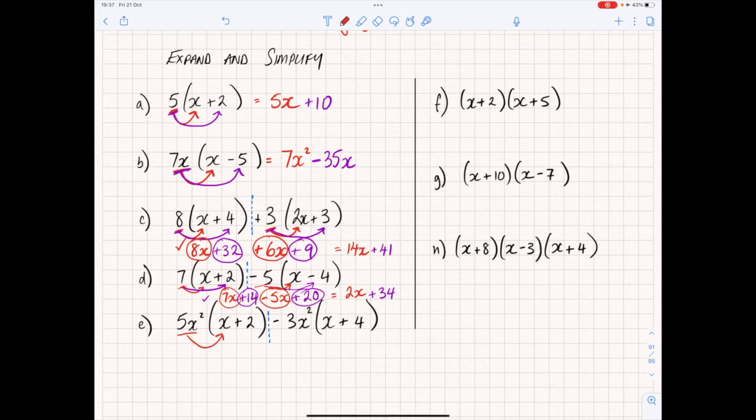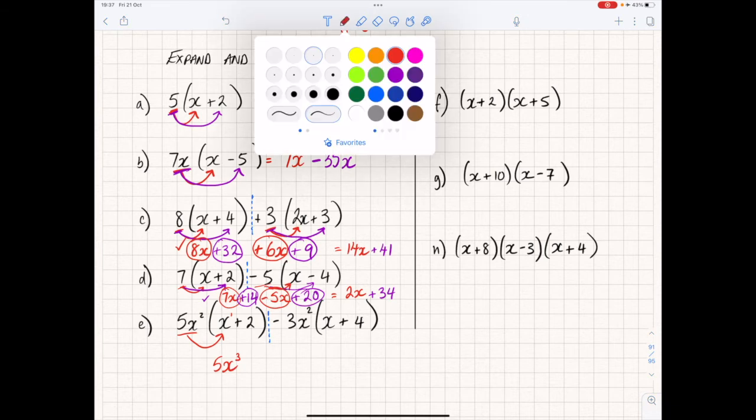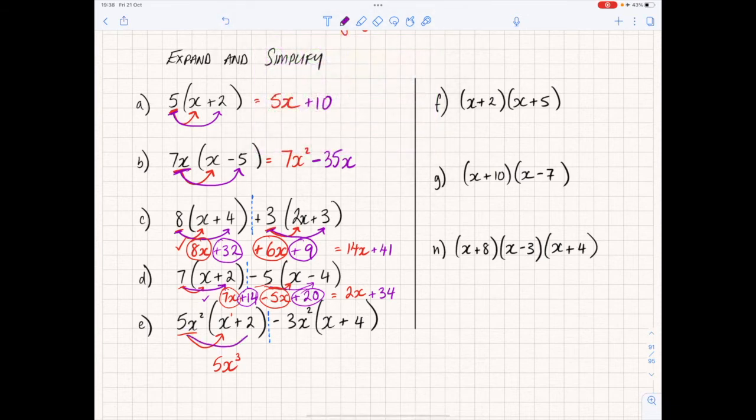5x squared times x will give me 5x, but effectively that's an x on its own, which is x to the power of 1. You would add the indices, so that becomes x to the power of 3. Then you're doing 5x squared times 2, which gives you 10x squared. There's no other x's involved in that, so it just stays as the x squared that we've got. Then the next part we're doing minus 3x squared times x, which gives you minus 3x cubed.